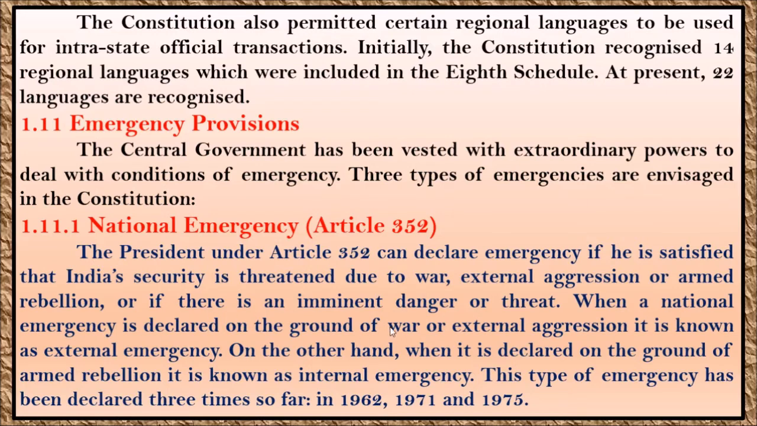When a national emergency is declared on the ground of war or external aggression, it is known as external emergency, because it is just outside, right. On the other hand, when it is declared on the ground of armed rebellion, it is known as internal emergency. So if there is a threat from people who are threatening our India with armed forces, it is called internal emergency. This type of emergency has been declared 3 times so far, in 1962, 1971 and 1975.